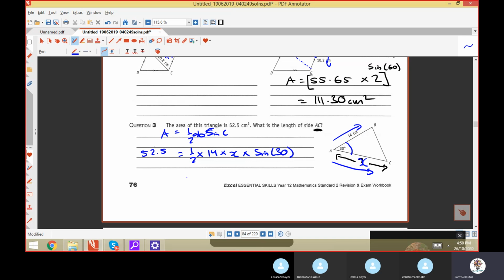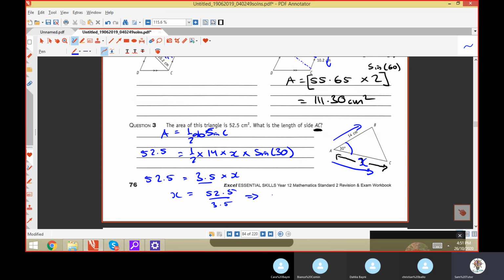Happy with that? Now, this is when you could just type into the calculator 14 times half times sine 30. What does that equal? Should give you a nice number. Yeah, 3.5. So all of that on this side gives you 3.5. 3.5 times X equals 52.5. And what is 3.5 doing to the X? It's multiplying, so that just implies division. 52.5 divided by 3.5. It gives me 15. So that means the other side is 15 centimeters.